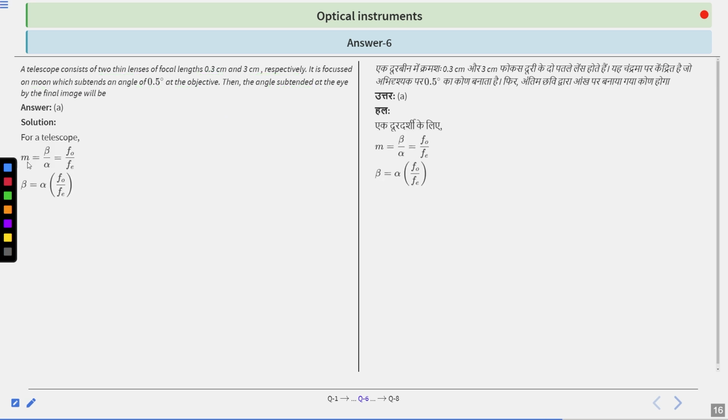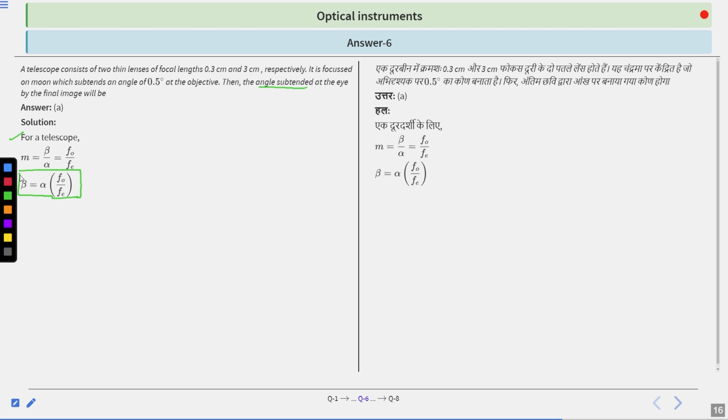We know the method to calculate the magnification in the case of a telescope. For a telescope, M is equal to beta divided by alpha, and that is equal to Fo divided by Fe. Clear? Here Fo is the focal length of the objective and Fe is the focal length of the eyepiece. So we have to find beta, which is the angle subtended at the eye by the final image. So beta is equal to alpha times Fo divided by Fe.